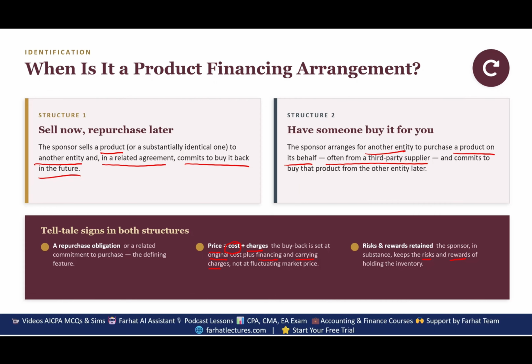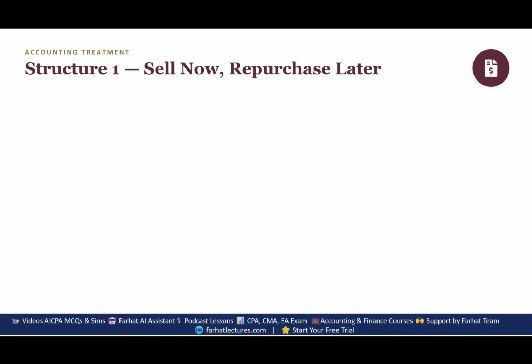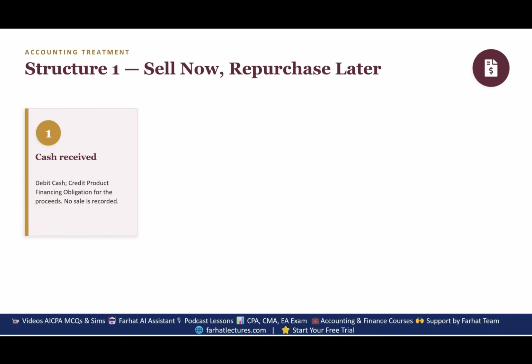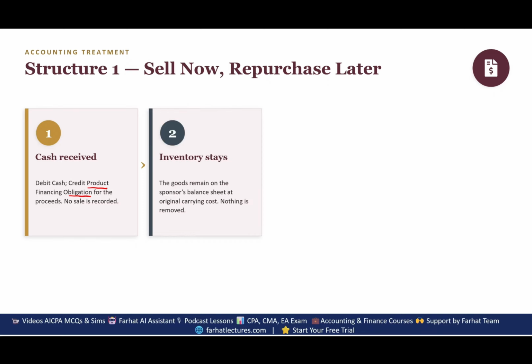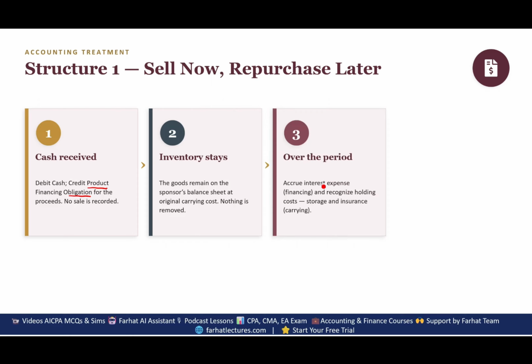So first, let's take a look at structure one. Sell now, repurchase later. So what happened? You receive the cash, you debit the cash. Credit product financing obligation. Don't let the word product fool you. It's an obligation, it's a liability, not a sale. Then the inventory stays. The goods remain on the sponsor's balance sheet at the original cost.